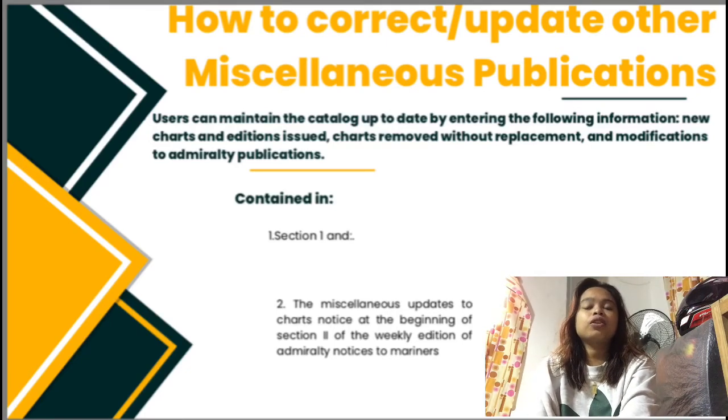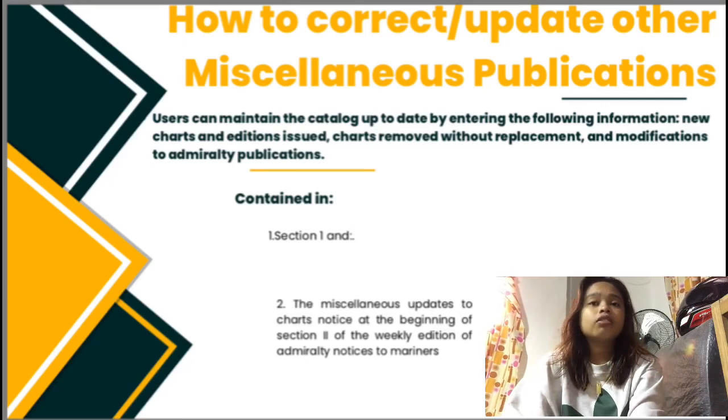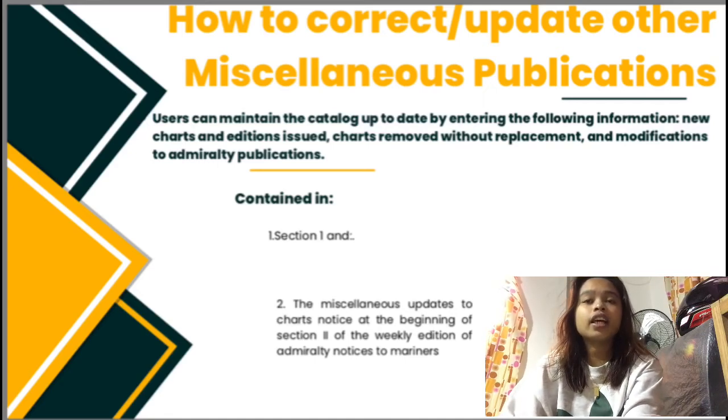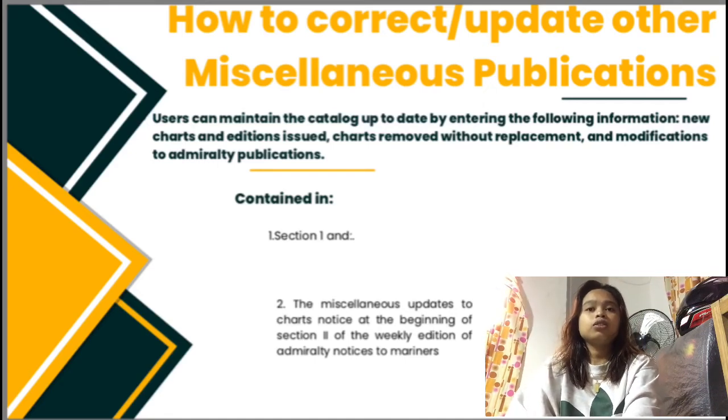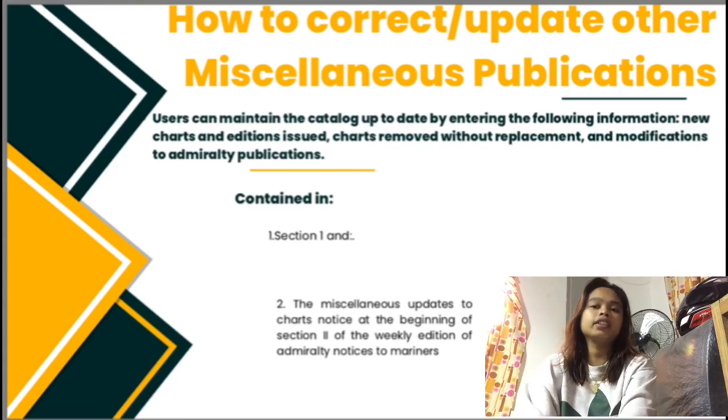Lastly, how to correct or update other miscellaneous publications. Users can keep the catalog up to date by entering the following information: new charts and editions issued, charts removed without replacement, and modifications to Admiralty publications. These are contained in first, Section 1, and second, the miscellaneous updates, chart notice at the beginning of Section 2 of the weekly edition of Admiralty Notices to Mariners.